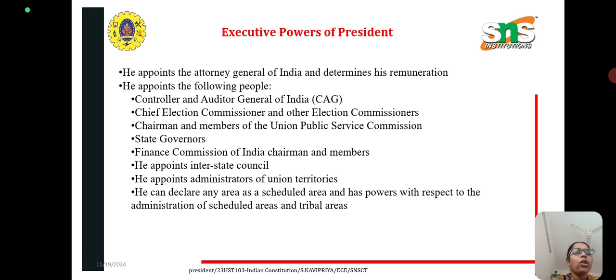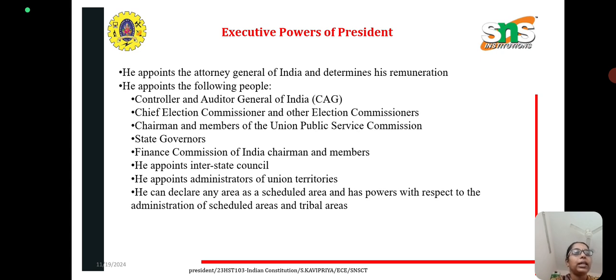And next, what are all the powers of the president? The first category is the executive power of a president. He appoints the Attorney General of India and determines his remuneration. He also appoints the following people: Controller and Auditor General of India, Chief Election Commissioner and other election commissioners of India, Chairman and members of Union Public Service Commission, State Governor, Finance Commission of India, Chairman and members.